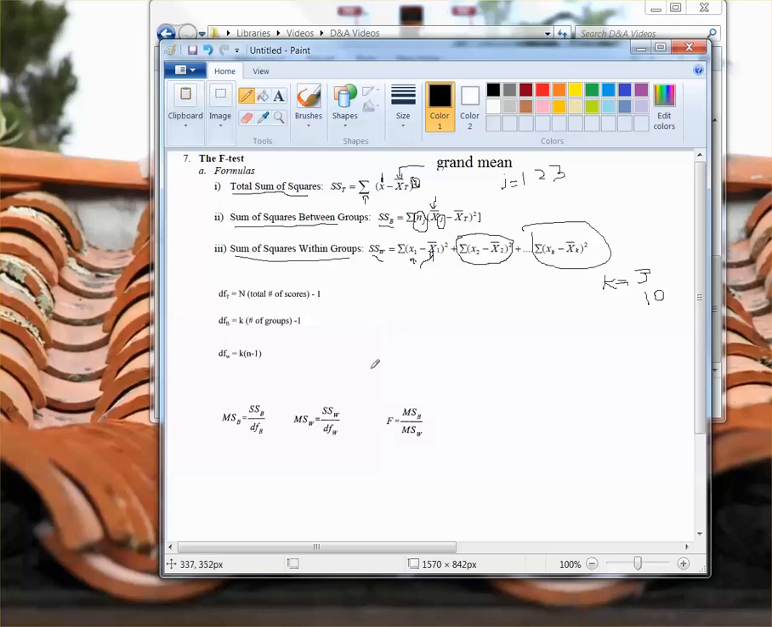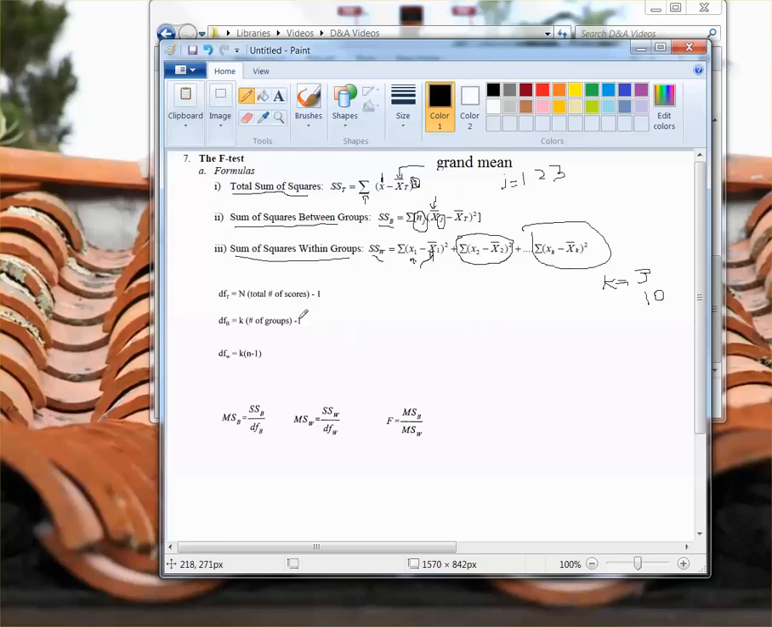We have 3 different kinds of degrees of freedom in a design like this. We have degrees of freedom with a subscript t, which you might guess means total sum of squares. And we get that by taking the total number of scores, so all of the observations that we have across all of our groups, and we just subtract 1. We have degrees of freedom for between groups. So this is the variability which is due to our independent variable. So it's the number of groups, which is k, minus 1. So if we had 3 groups, it would be 3 minus 1, or 2 degrees of freedom, okay?